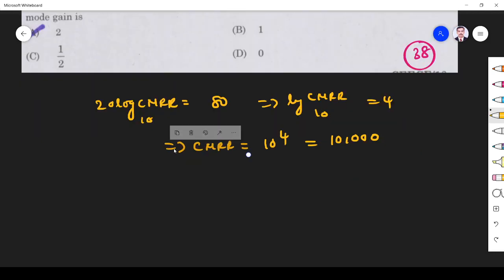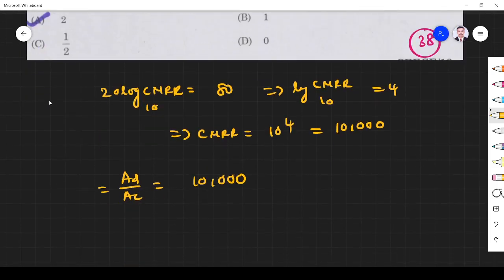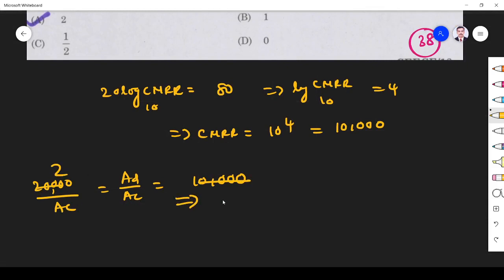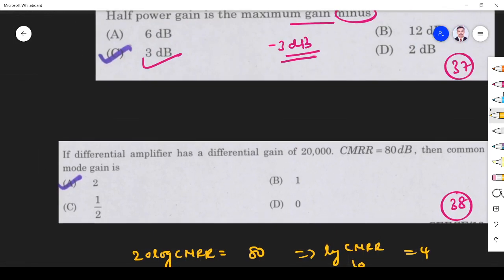CMRR equation is AD by AC, and CMRR is 10,000, right? What is AD? Differential mode gain is 20,000. So 20,000, the differential mode gain, divided by the common mode gain is 10,000. This implies AC is equal to 2. So the answer is option A, 2.